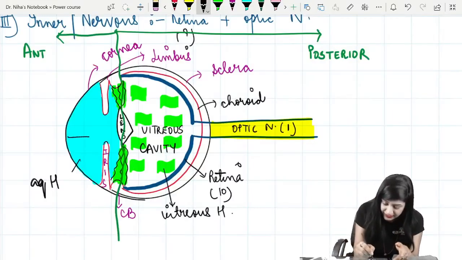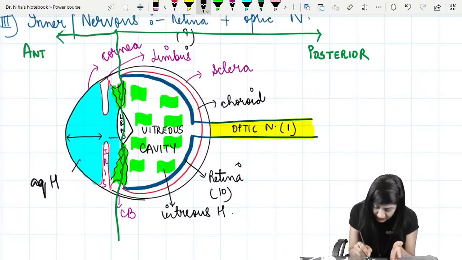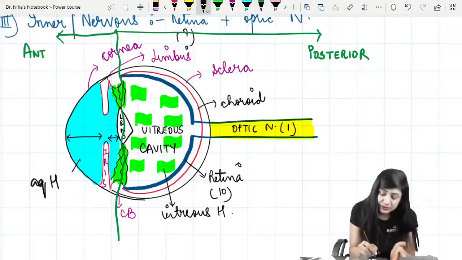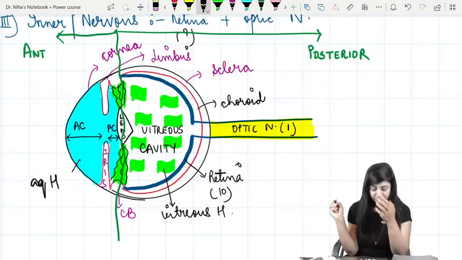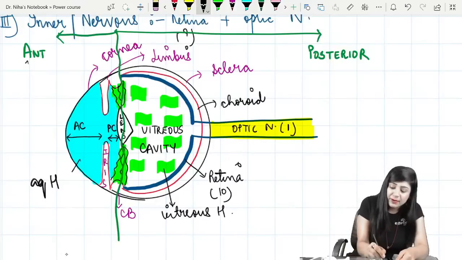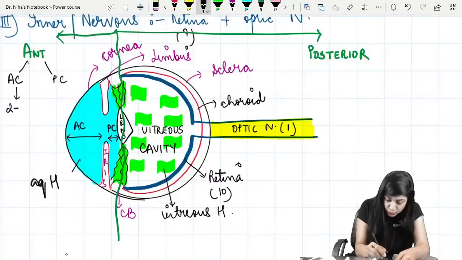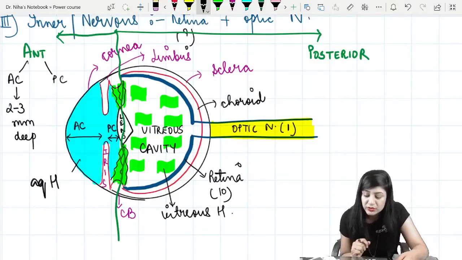One more thing now, can you see the anterior segment is up to the lens, that is divided into 2 parts by this iris. One is anterior to the iris and one is posterior to the iris. So this is the anterior chamber and posterior chamber. Means the anterior segment can be divided into anterior chamber and posterior chamber. And the anterior chamber is 2 to 3 mm deep.